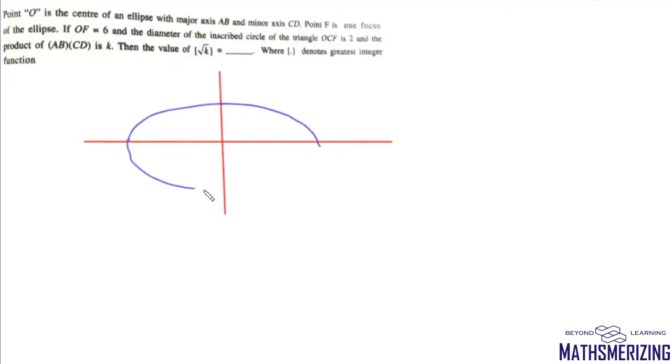Now what we'll do is we'll draw this ellipse. Center is at origin and one of the focus is F, and this distance OF is given as 6 centimeter. Now major axis is AB and minor axis is CD. So F is (ae, 0) and B is (a, 0), and this point C is (0, b). So the first condition that we have here is the value of ae is simply 6.